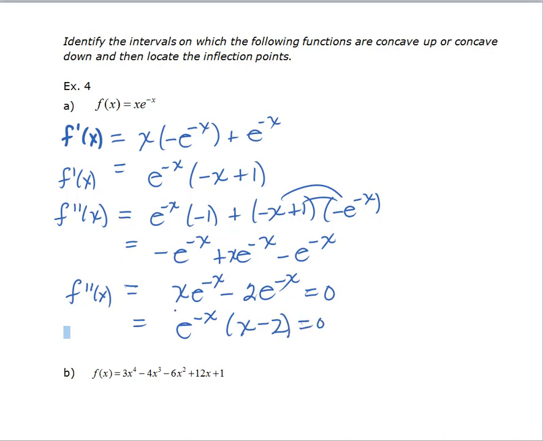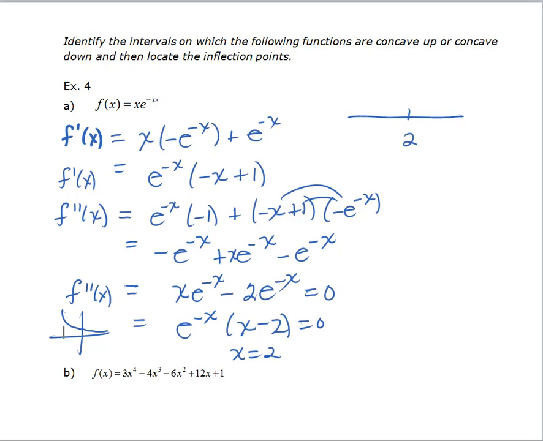Now e to the negative x is never equal to 0. That's an exponential function. You should know what that looks like. A little rough sketch looks like that. It doesn't actually hit that x-axis. The x-axis is actually a horizontal asymptote. So what I know is that this second derivative is equal to 0 only when x equals 2. So I'm going to do my test values. 2 is where the second derivative is equal to 0.